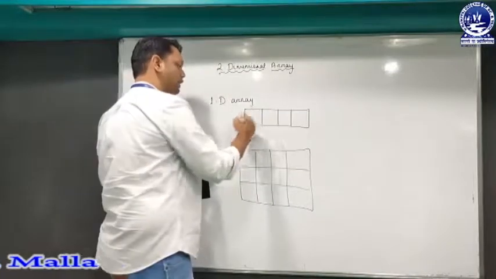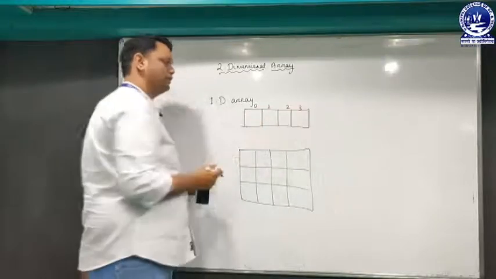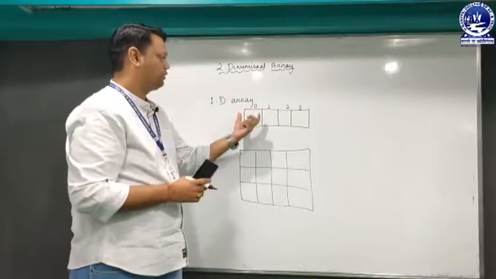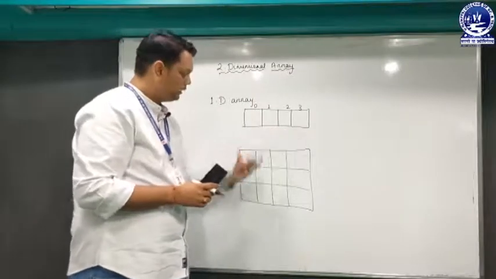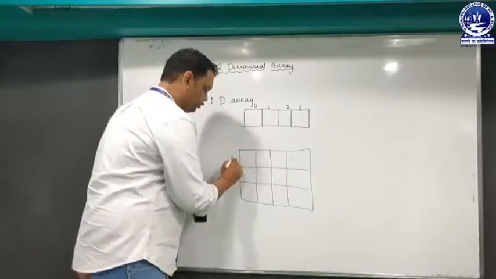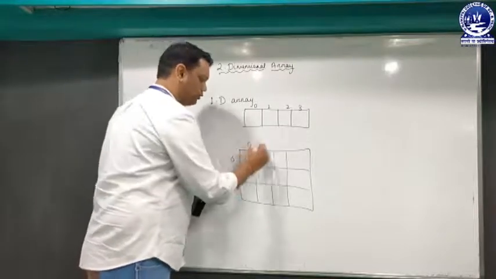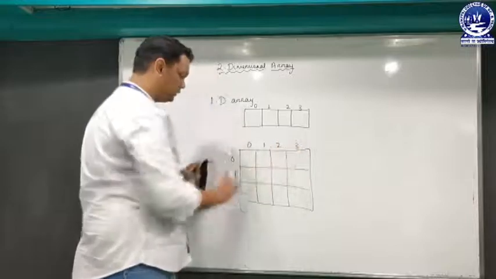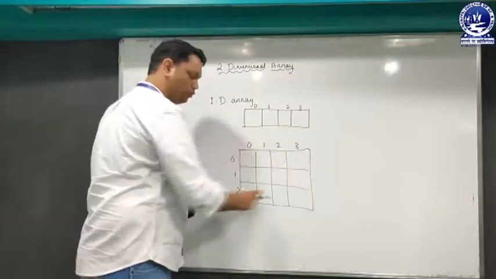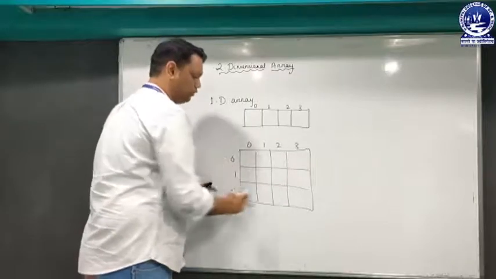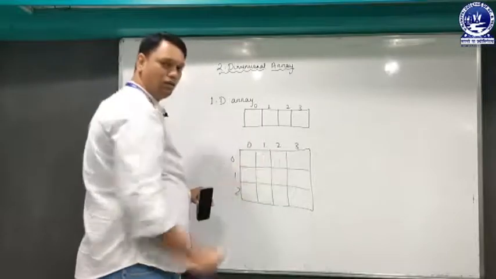Here in a 1D array we have the index as 0, 1, 2, 3. As we have discussed, the index of the array always starts from 0, and we have a length of the array. We have a single row here in the 1D array, but in the case of a 2D array we will have the concept of rows and columns. So these are the rows and these are the columns.